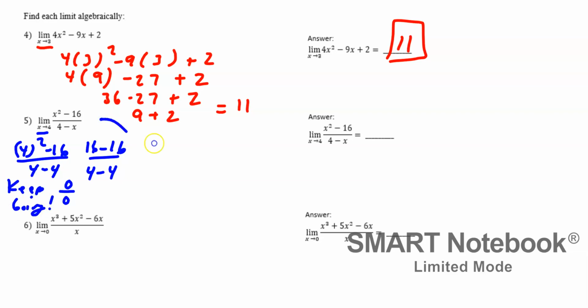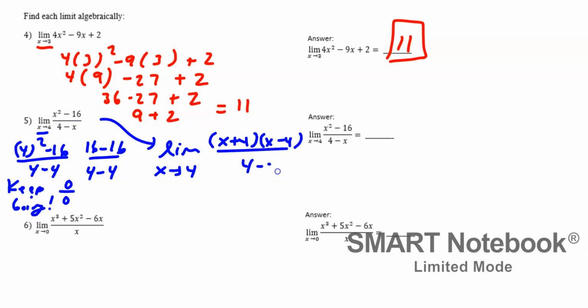So what you need to do is change how this function looks so you can find the limit a different way. We're finding the limit as x is approaching 4. Now I notice that we can manipulate this function by factoring it. The top becomes x plus 4, x minus 4, and the bottom is 4 minus x.